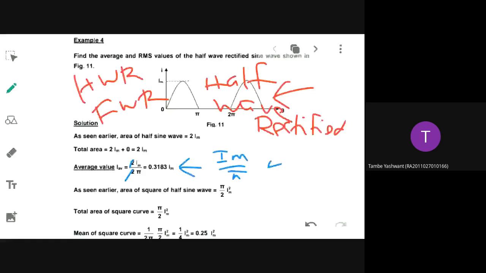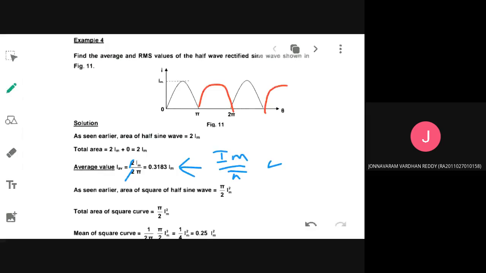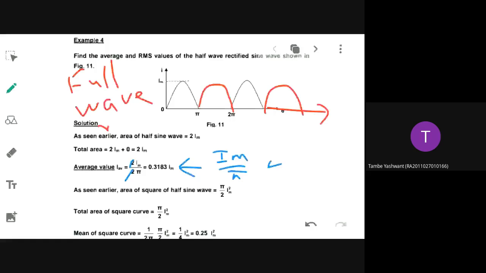Suppose you are asked to determine the same for a full wave rectified waveform. Full wave rectified waveform means the sinusoidal one, just substitute with 2 pi, 0 to 2 pi. You have to draw the negative half also. This is positive, and the second is also positive. So you have to use the full time period only. So tell me what will be the answers for them also.